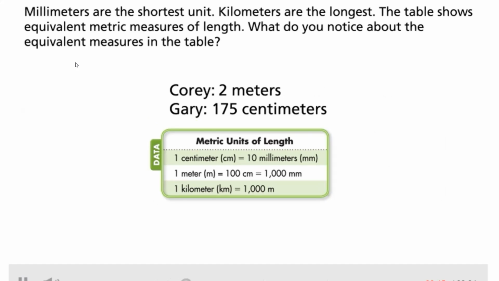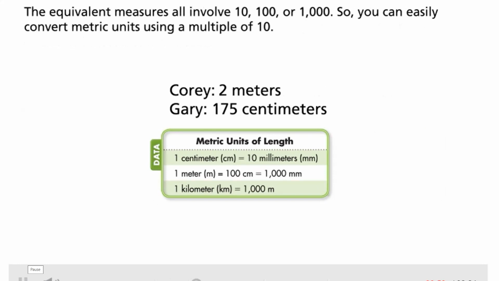What do you notice about the equivalent measures in the table? The equivalent measures all involve 10, 100, or 1,000. So you can easily convert metric units using a multiple of 10.